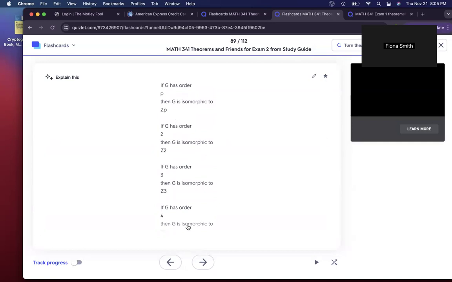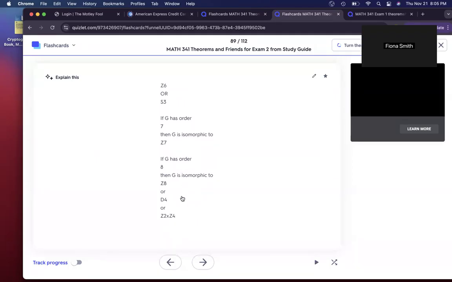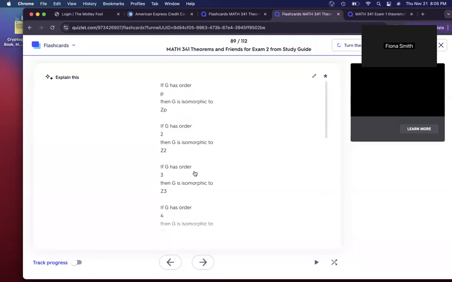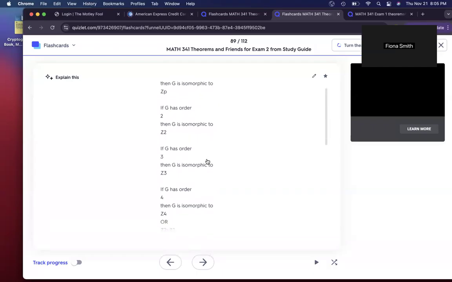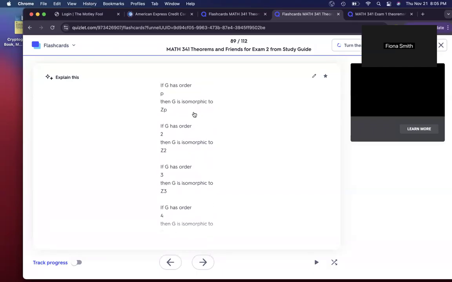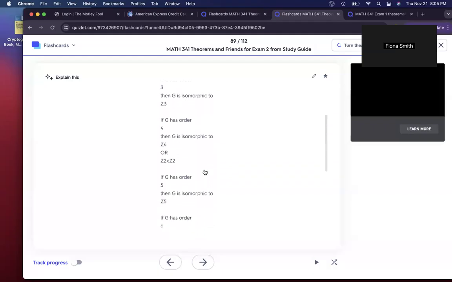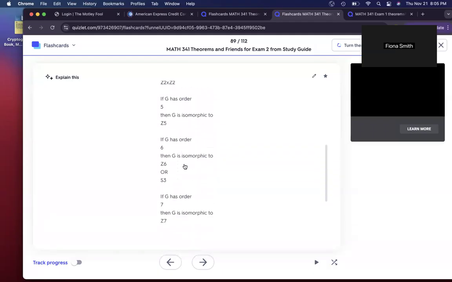So most of these are pretty intuitive. Oh, and order 8, that was left as an exercise, so I'm not too sure about that one. But they're all pretty intuitive. You just have to remember the order 4 and the order 6.